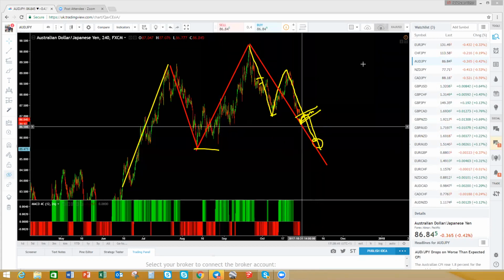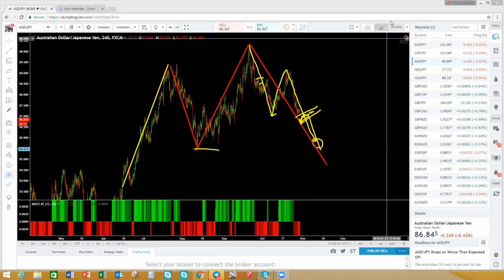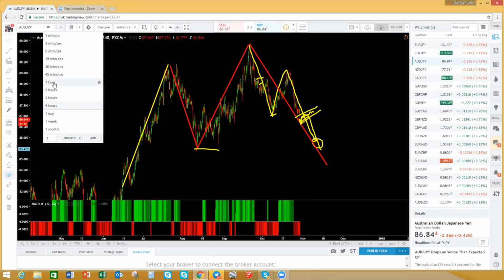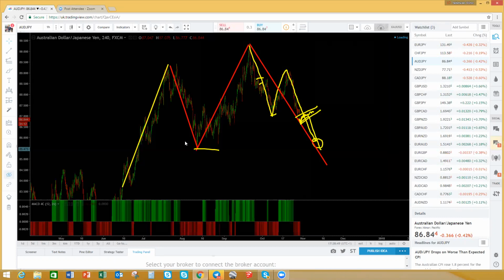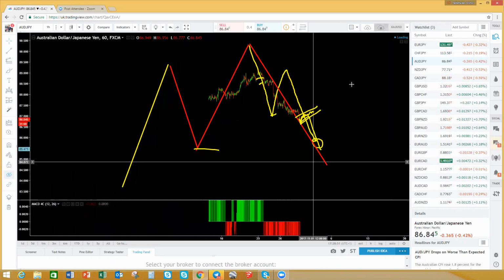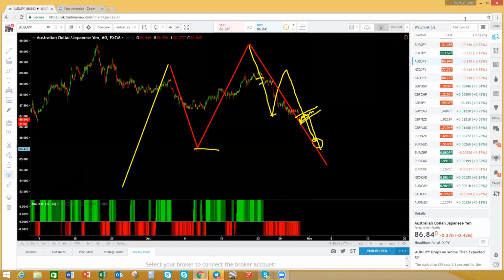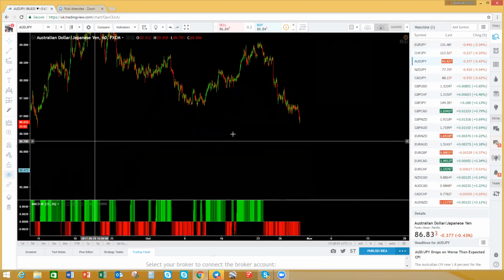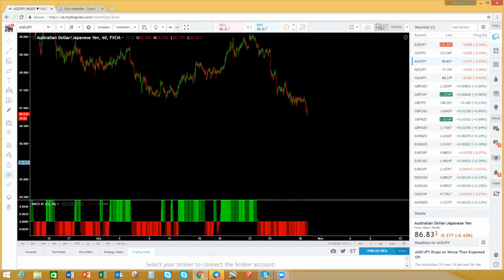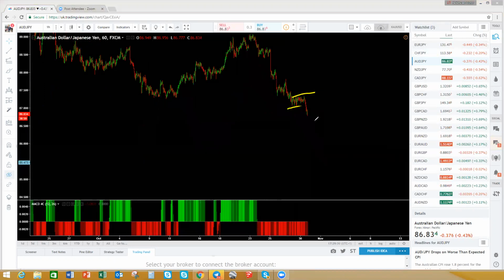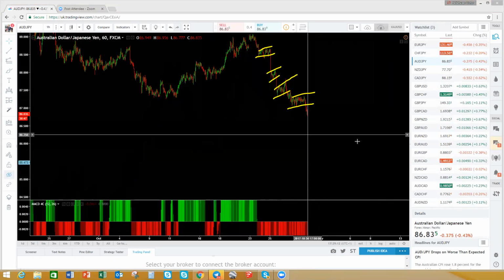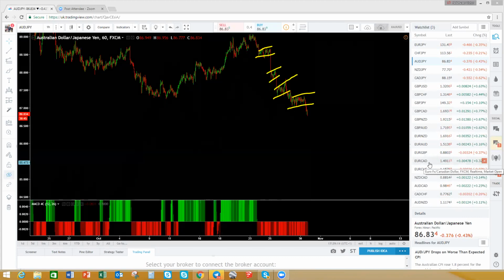This is the 4-hour chart, but you can look for flags on the 1 hour as well. If you just go to the 1 hour time frame, you can see you're already getting flags. Flags like this are opportunities to sell. Flags like this, flags like this, flag like this. Every time you get a flag like this, it drops. Flag, it drops. Flag, it drops. All right, so that's AUD/JPY.